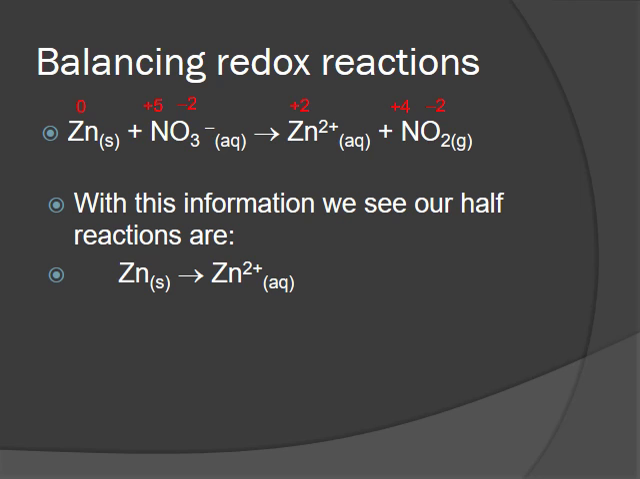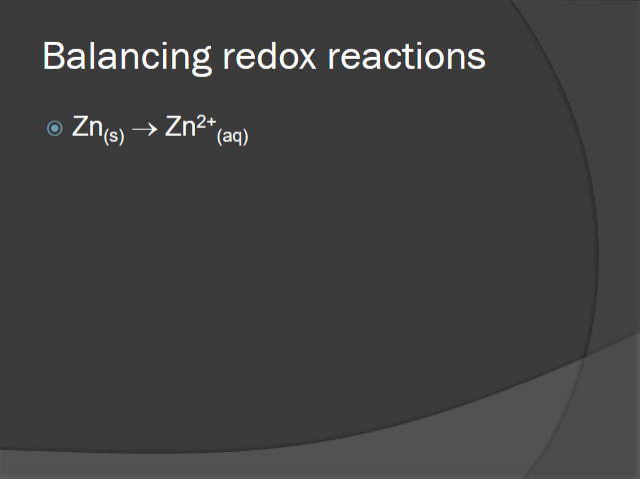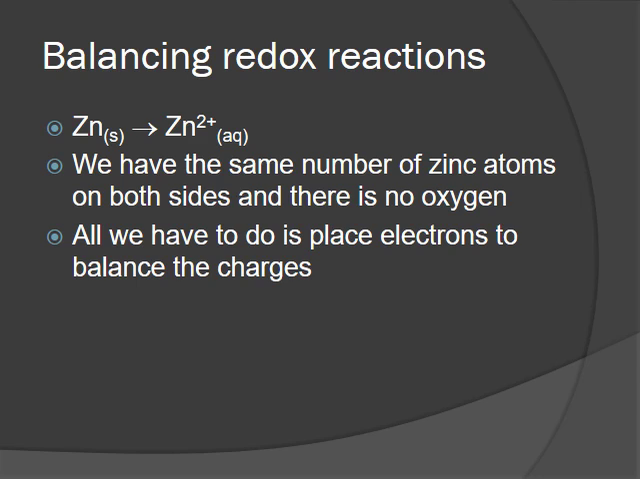So, looking at this, our half reactions are zinc solid goes to zinc 2 plus, and nitrate ion goes to nitrogen dioxide. Let's balance these individually. Okay, with the zinc solid going to zinc 2 plus, we've got the same number of zinc atoms on both sides. They're balanced. There's no oxygen, there's no hydrogen, so all we have to do is place electrons to balance the charges. We have a +2 charge on the right hand side, electrons are negative, so we place 2 electrons on the right hand side.